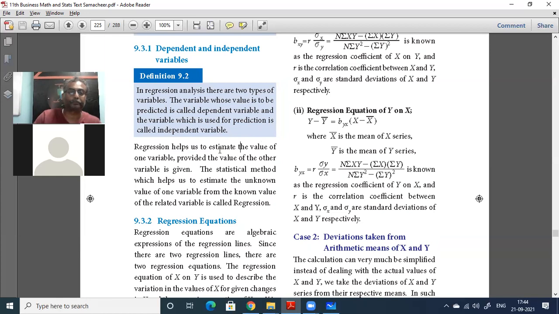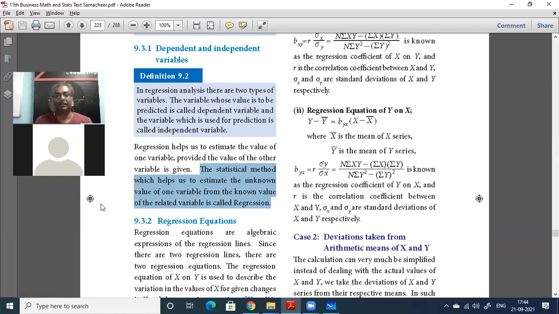You understood? So regression helps us to estimate the value of one variable, provided the value of the other variable is given. So you get an estimate. This is not a pakka value, it's only an estimate. The statistical method which helps us to estimate the unknown value of one variable from the known value of the related variable is called regression. Now you understand what regression is. Before that, they gave one stupid definition that you will not understand. Forget that definition. This is the correct definition which I have highlighted.